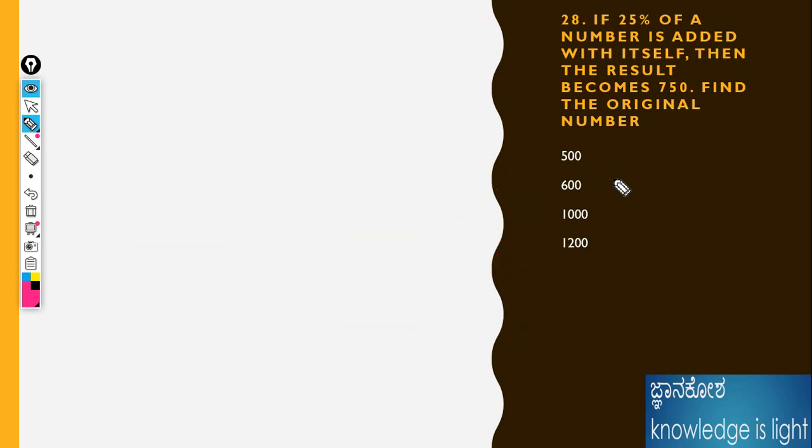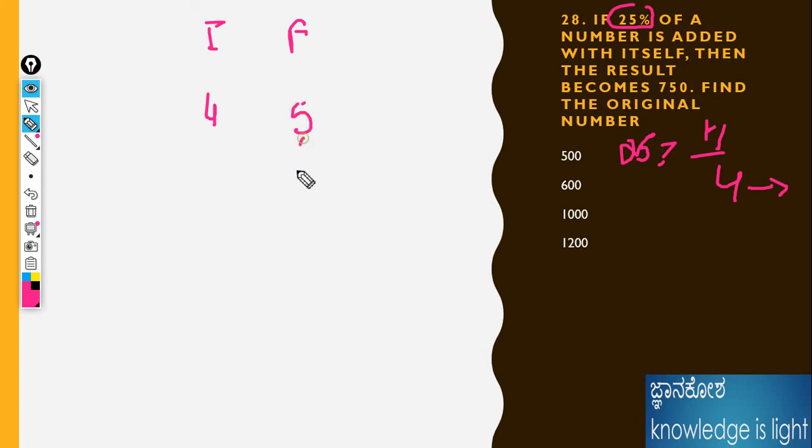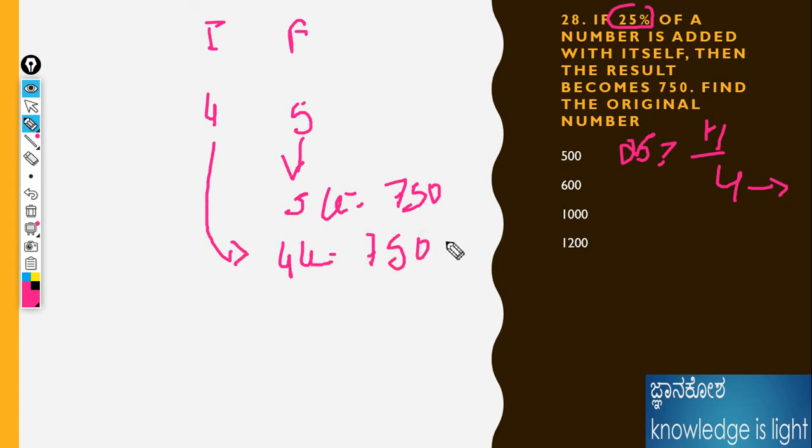One more method is the initial value and final value. What is the initial value? 25% we should write as 1 by 4. What is the original value? 4. And what is the increment value? The number should be added to the initial value to get the final value: 4, if 1 is added, 5. It should become 5 units equal to 750. Then what is the unit? This is the original value: 4 units is equal to 750 into, sorry, 4 by 5, 5 fives are 25, 75, 15 fours are 60, 600 is the answer.